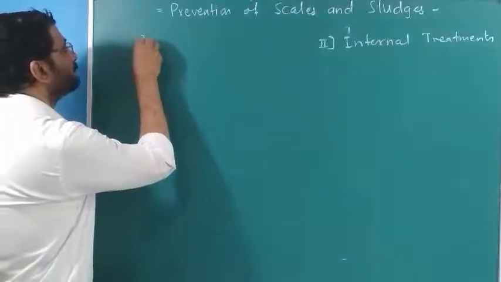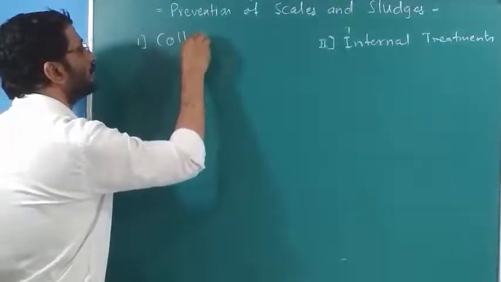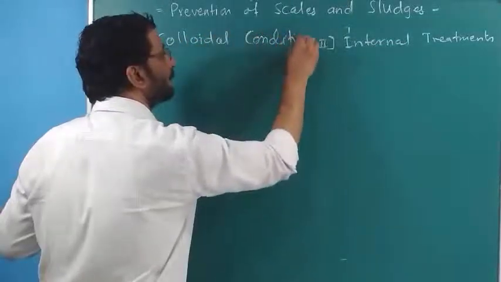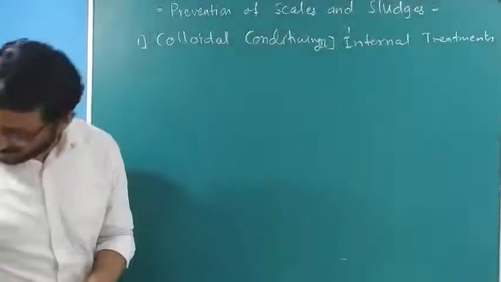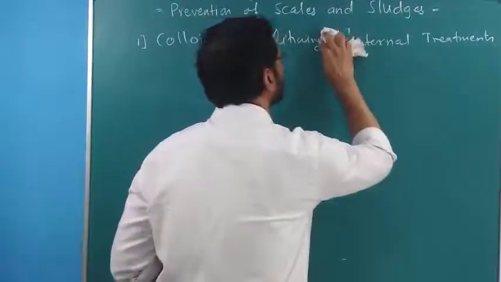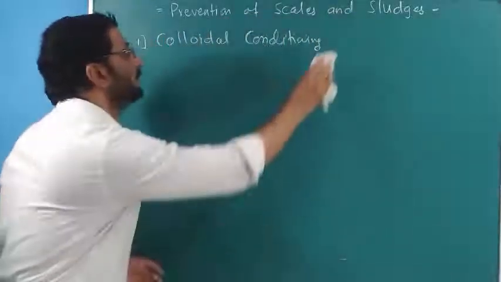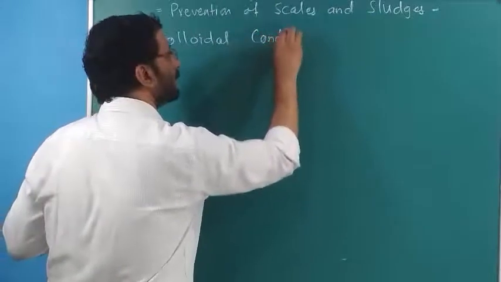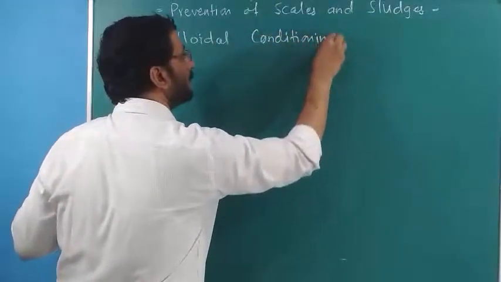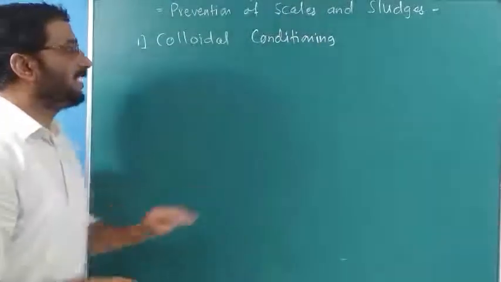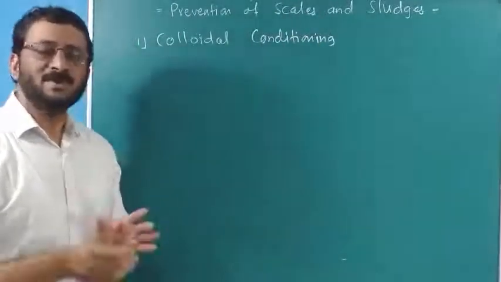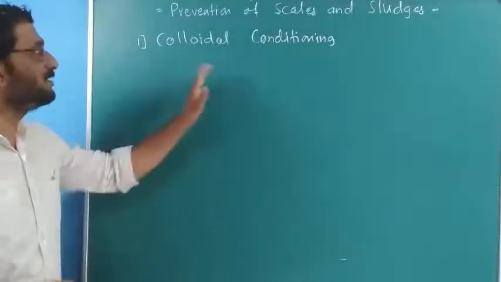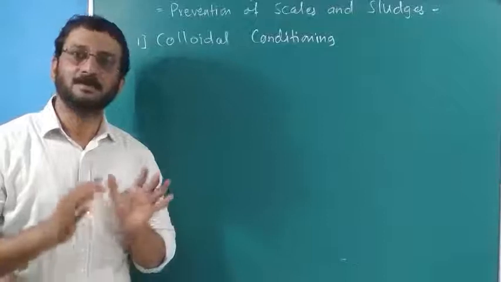First is called colloidal conditioning. First treatment is colloidal conditioning. In internal treatments, so many treatments are carried during the process in a boiler. Here we will see 3 to 4 internal treatments.